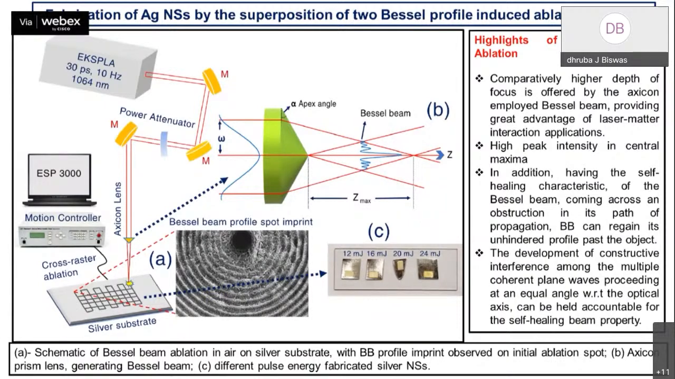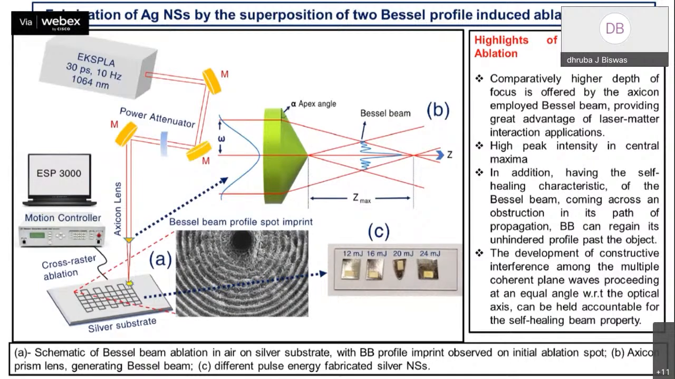So the usage of Bessel beam has its own advantages, like its invariance of intensity through the propagation up to a certain distance. Along with, if it faces any obstacle, it can revive its own profile on its own due to self-interfering properties. So we have used a picosecond laser, 10 Hz, 30 picosecond, 1064. The significance of using 1064 nanometer is to achieve the multiphoton absorption, to fabricate far better nanostructures.